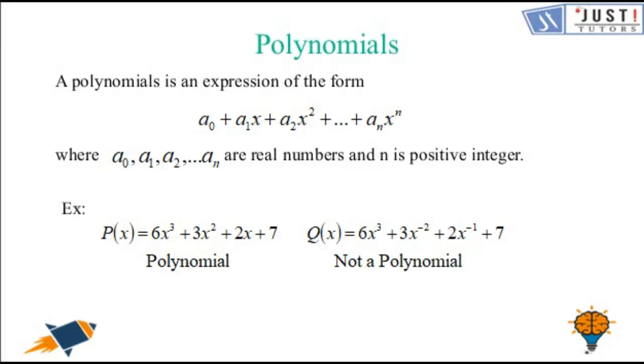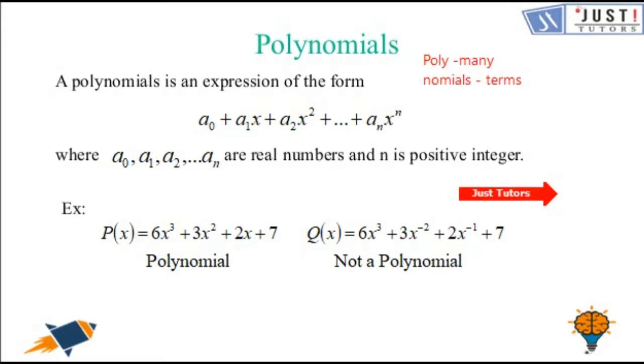If we go by the literal meaning of the word polynomial, it means many terms. So we can say that a polynomial is an expression of the form where a few terms or many terms are connected through operators. Operators could be any of the four basic operations. It could be multiplication, addition, take away, or division, where a0, a1, a2 up to an are real numbers, and the powers, which we are showing by n, are always positive integers.